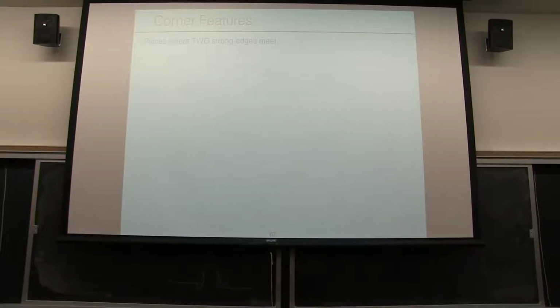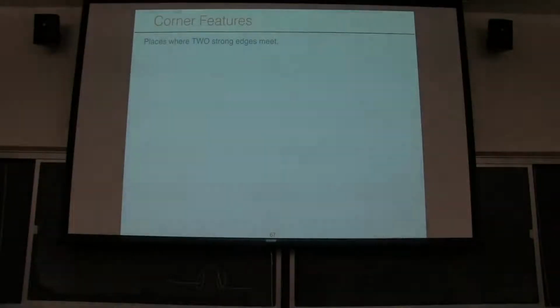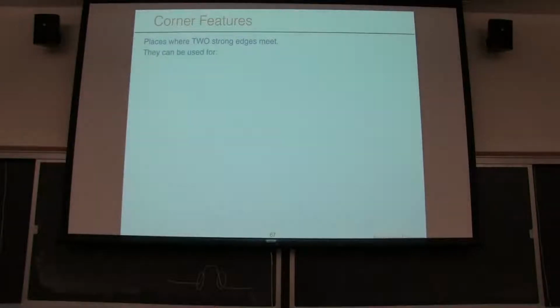Okay, so let's first start by defining what I'm going to be talking about, which is corners. I have this definition that it is where two strong edges meet. That's an intuitive definition of what I think corners are. They can be used for tracking because corners are easy to follow. They could be used for recognition. They can be used for 3D triangulation and in stereo. They can be used for many things.